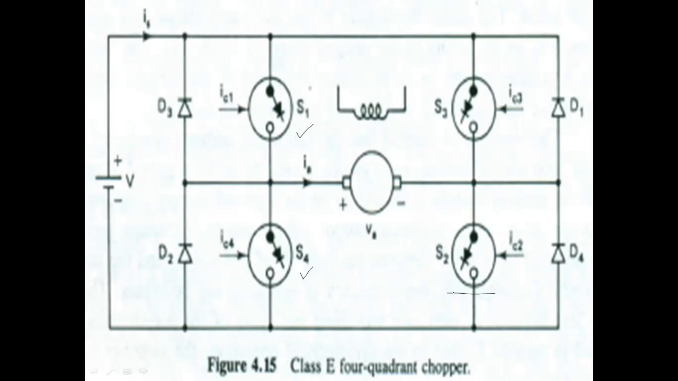First, S2 is continuously on. This is made continuous and we are controlling the remaining choppers. Remember, in the first quadrant S2 is continuously on, and S1 and S4 are controlled. So for the changeover, the value of delta should be reduced to the minimum value.